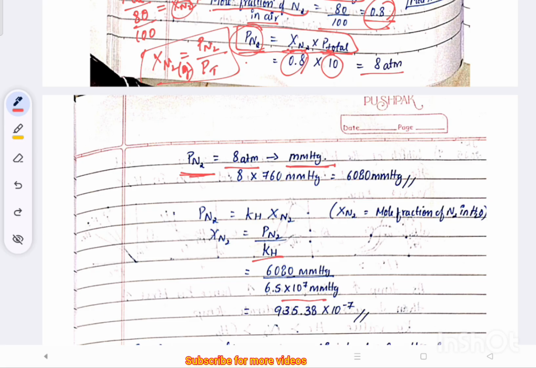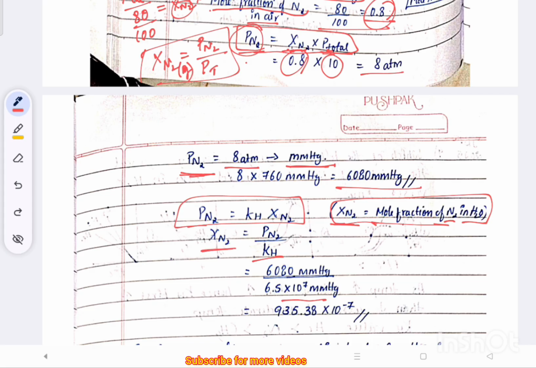I already told 1 atm is 760 mmHg. So 8 is 8 into 760. You will get 6080. Then if we calculate in water, to calculate the mole fraction of N2 in water, you will use the normal Henry's law formula. So what is that? P is equal to KH into chi.